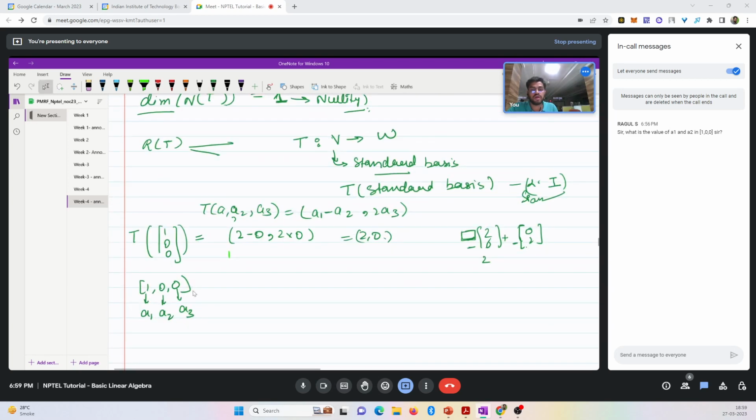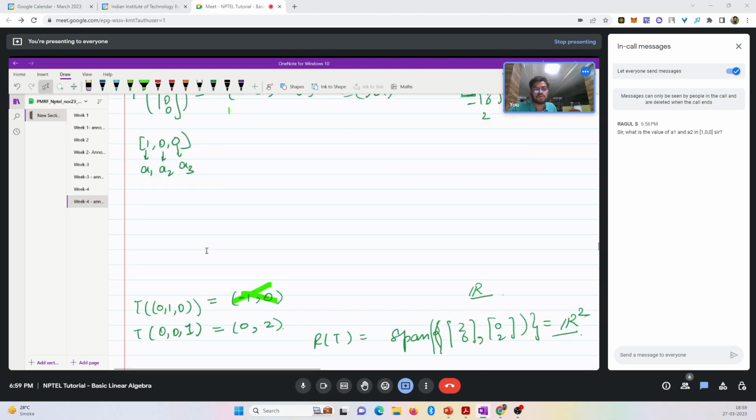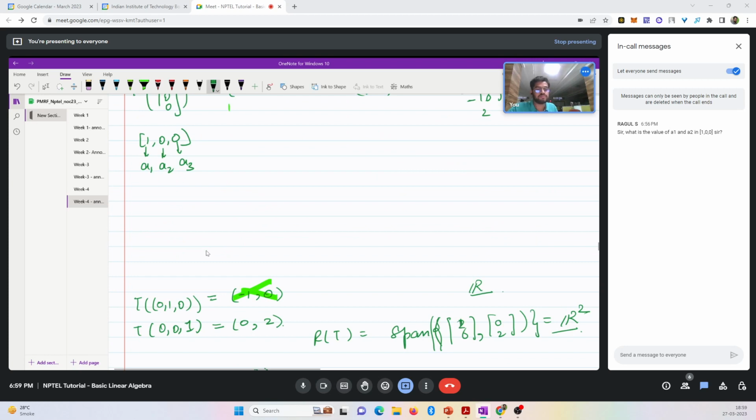So here my A1 was 1, A2 was 0, A3 was 0. That's why I made it... oh, sorry. How is it 2 minus... no, it is 0? It is 1 minus 0. It would be 1, 0. Sorry for that. Right, and okay, here also it would be 1.